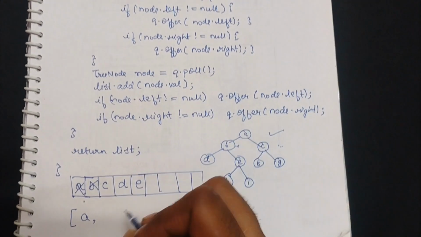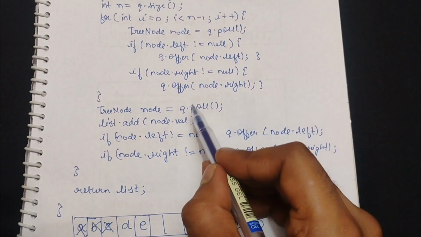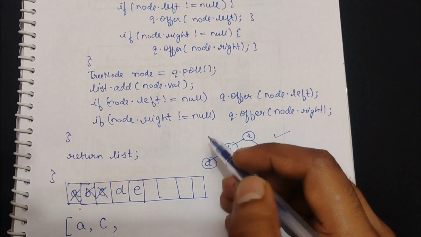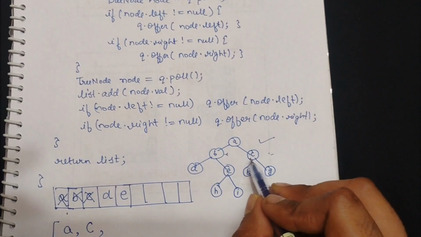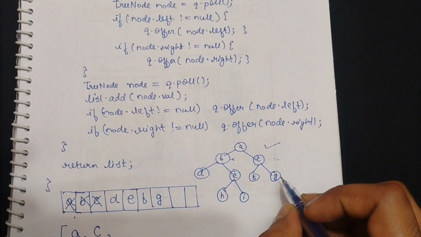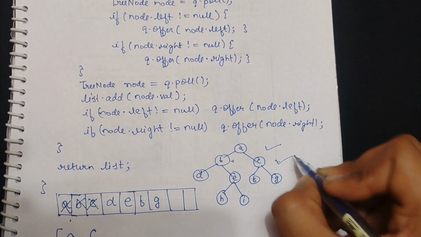We are over here. Now I'll pop out this C. I'll add it in the list. C is added. Okay, now check for the left and right child. Does C have a left and right child? Yes, it has. Then okay, push it. Now we are done with this level.